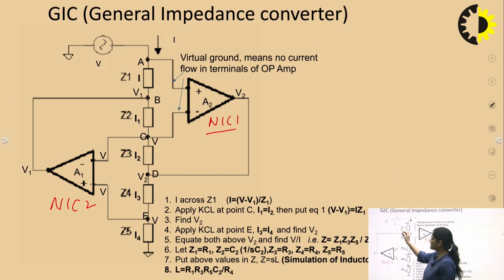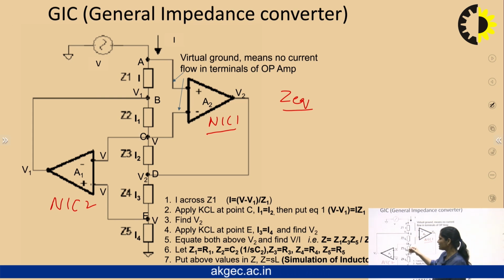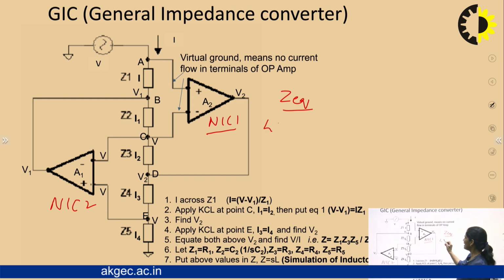Now, some impedances are connected here, Z1, Z2, Z3, Z4, Z5. Here we have to find out Z equivalent for the given impedances Z1, Z2, Z3, Z4, Z5. And here we have to find out an inductor, where values are given for a resistor and a capacitor.